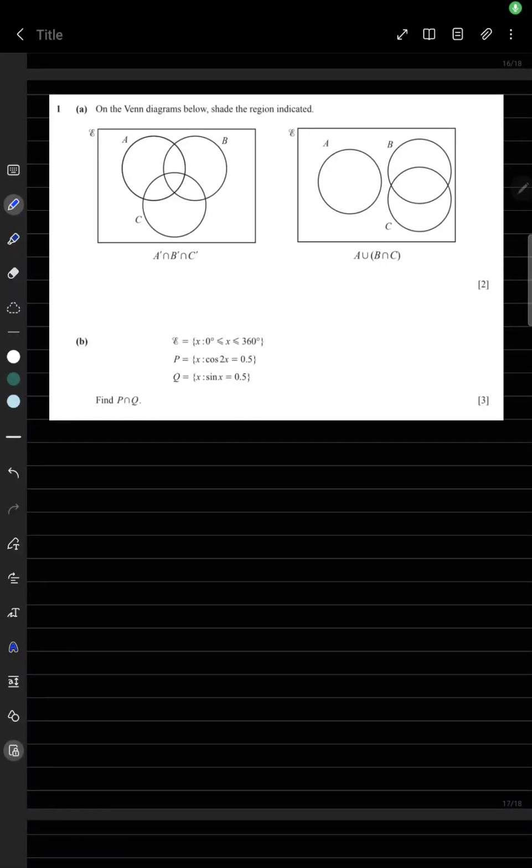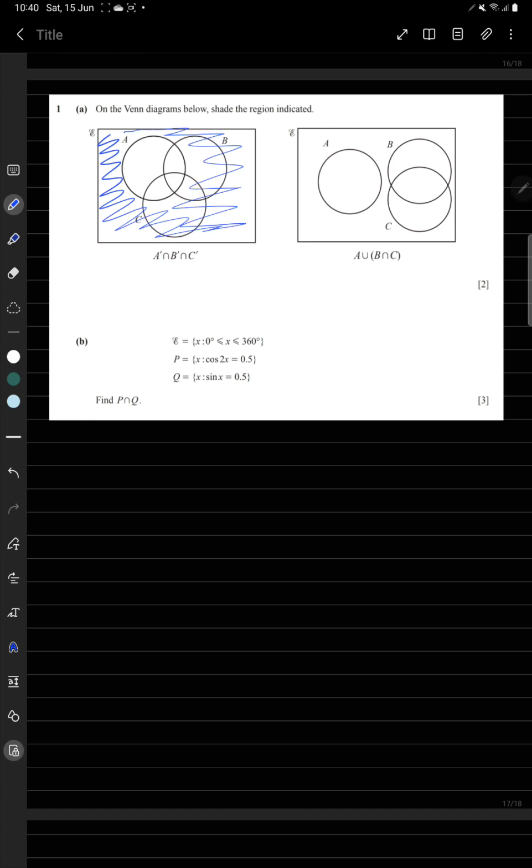Everyone. So we are going to try out the first question, 1A. And the first question is telling us to shade the Venn diagrams below. And we are given a set here where we need to shade. So our first thing that we're going to do is A', so not A, everything not A, we're going to shade that, right?